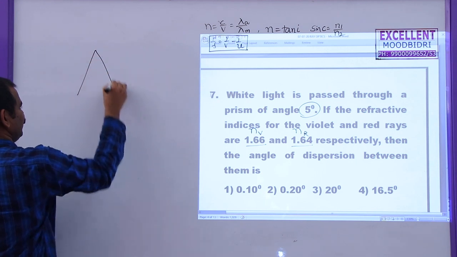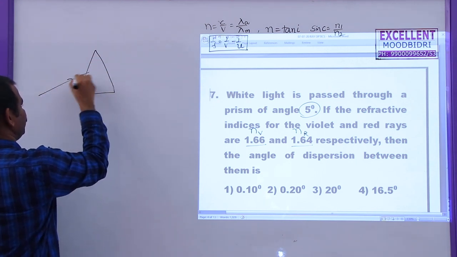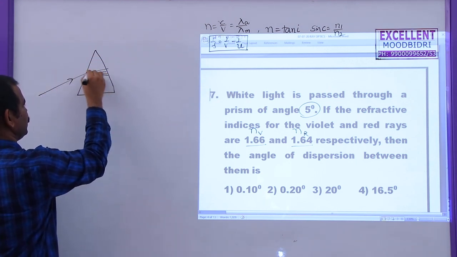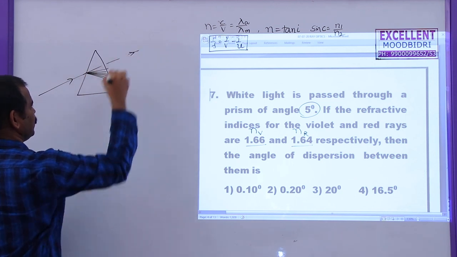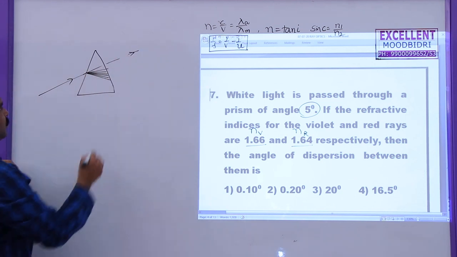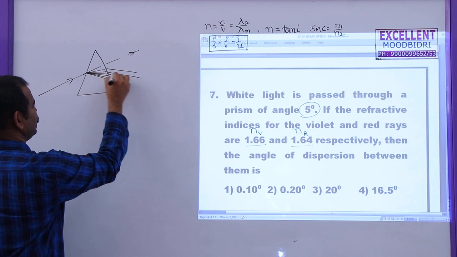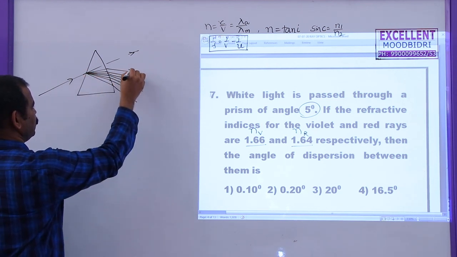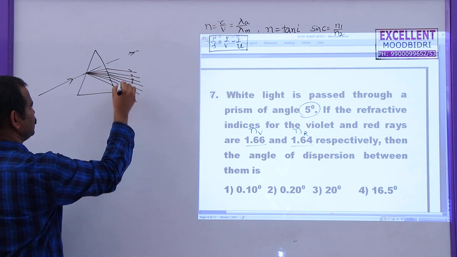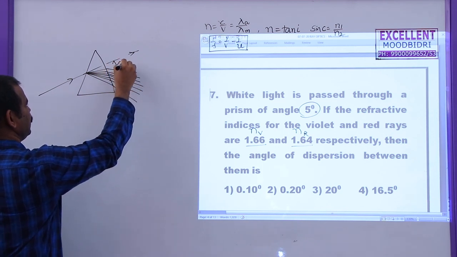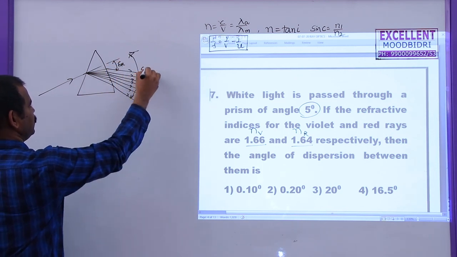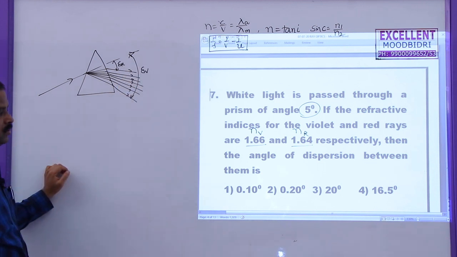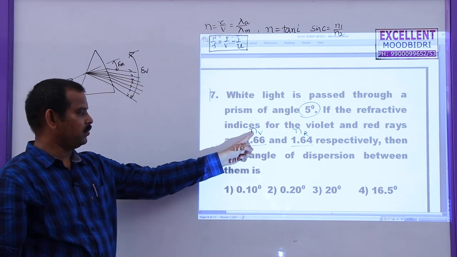Whenever white light passes through a prism, it splits into 7 colors. So this is the actual path of the white light without the prism. Now these will diverge like this, that means they will change their direction. So 1, 2, 3, 4, 5, 6, 7. This is the red color and this is violet. We know that violet bends more in this case. As violet has more refractive index, deviation will be more.